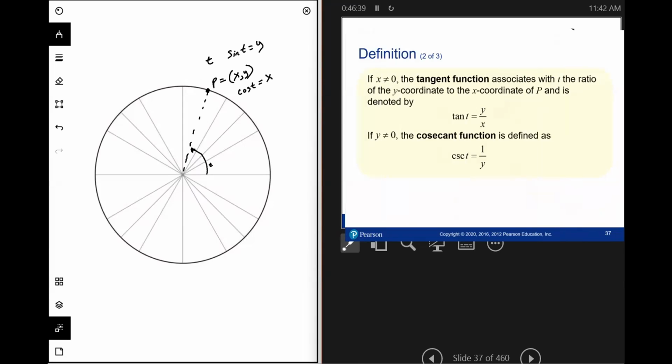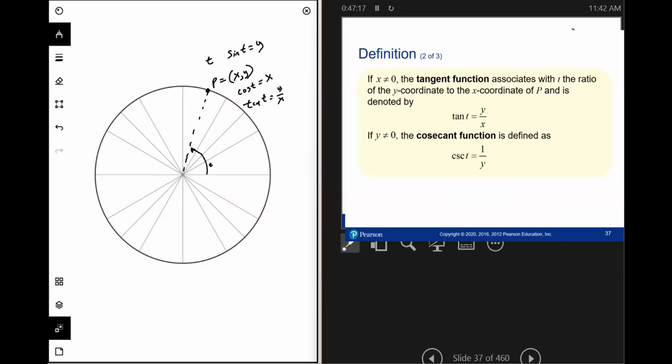Tangent, if you remember from, I think, algebra 2 and geometry, is sine over cosine, which is y over x. So our tangent of t is going to equal y over x. So if I know this point, I can find these three trig functions.